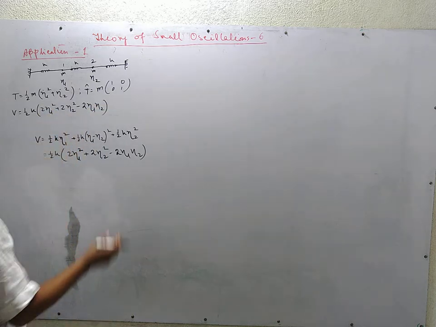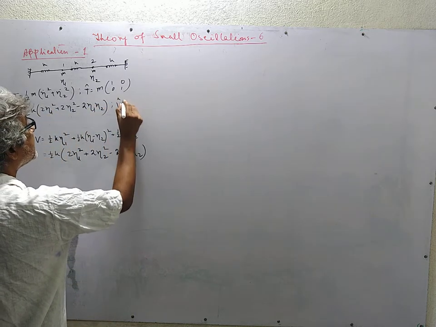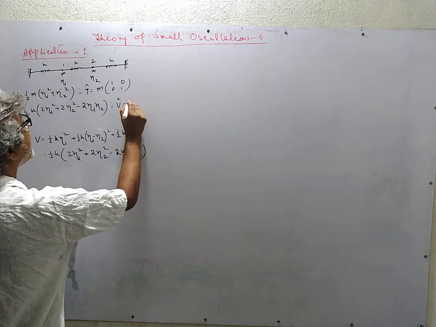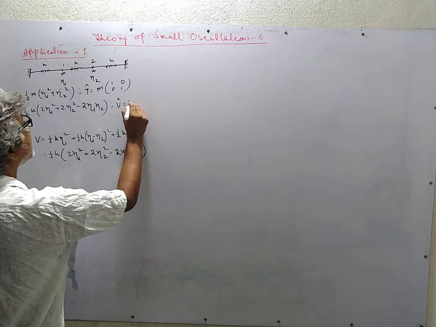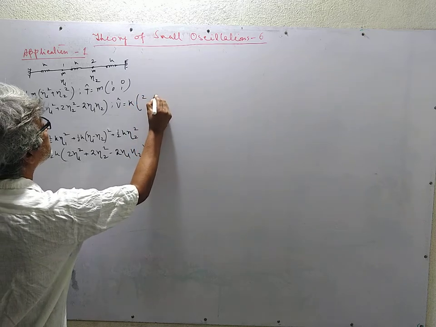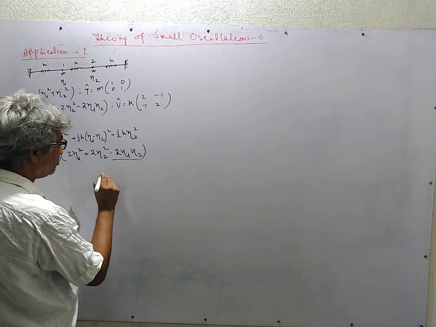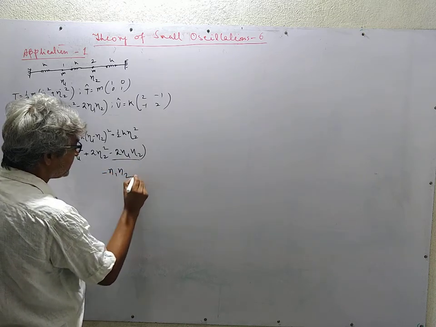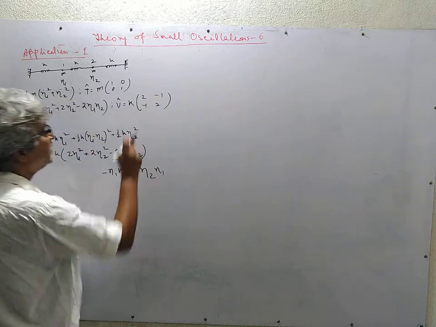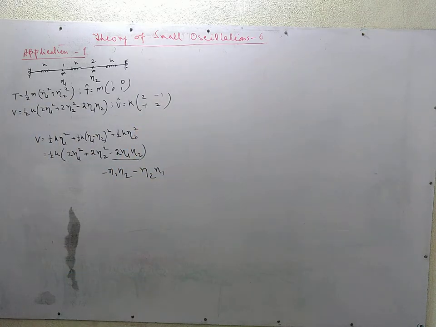And the V matrix is k times [2, -1; -1, 2], because this term has been divided into two. It is minus eta 1 eta 2 minus eta 2 eta 1. So these are the two contributions. It has been split into two parts. So we have obtained the potential energy and the V matrix.